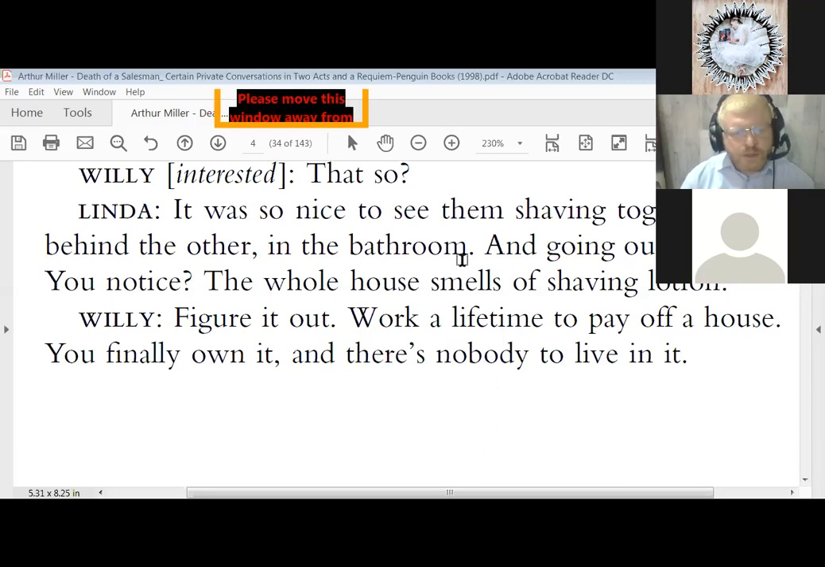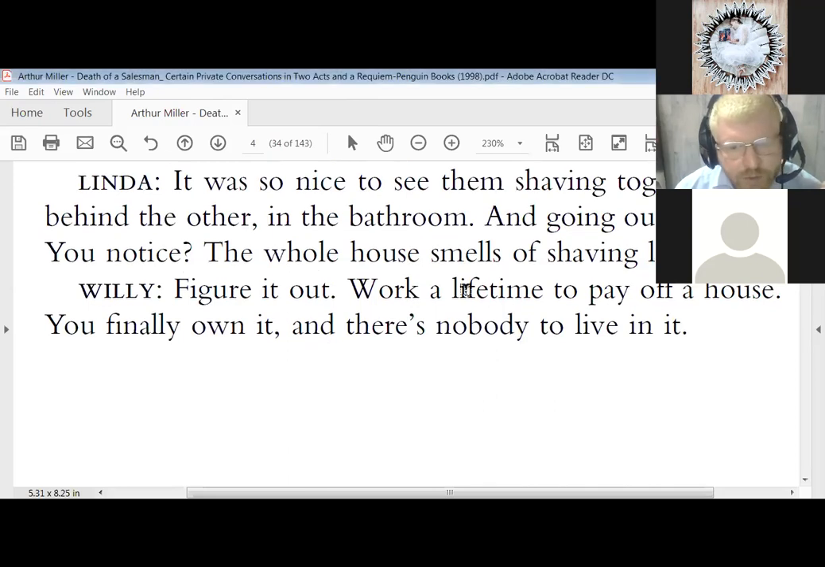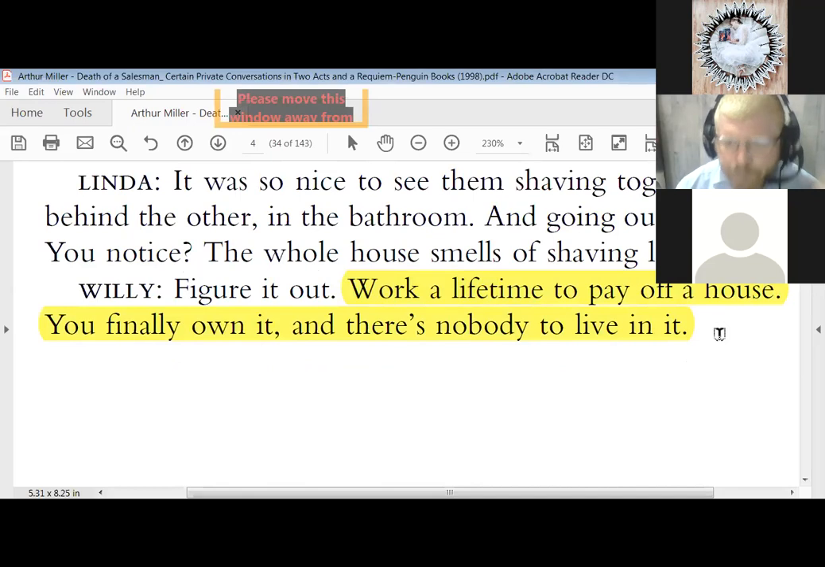Okay, so it was so nice to see them shaving together, one behind the other in the bathroom, and going out together. You notice the whole house smells of shaving lotion. Will you figure it out? Just think about that. Work a lifetime to pay off a house, you finally own it, and there is nobody to live in it.